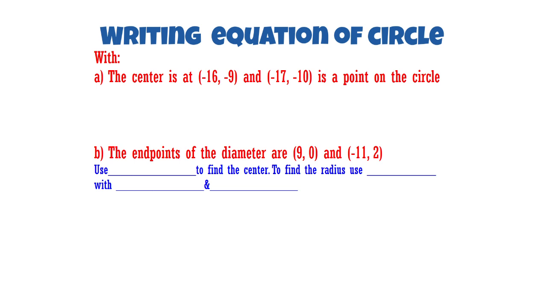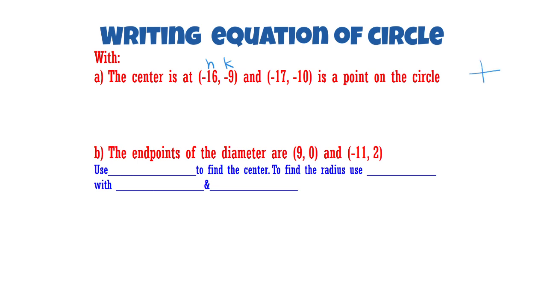So on this first one, I got a couple examples. It tells me where the center is. Awesome. If they tell me where the center is, I automatically know this is my H, this is my K. But they didn't tell me the radius. Instead, what they told me was another point on that circle. Well, think about it for just a second.